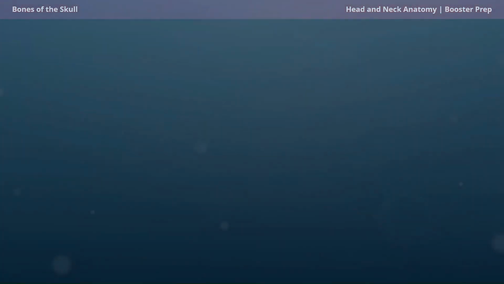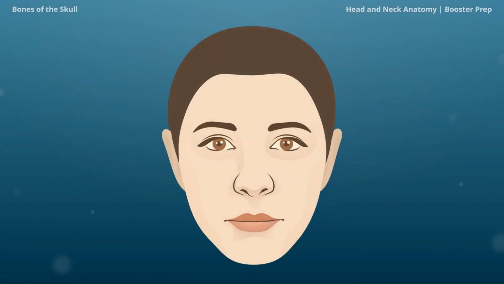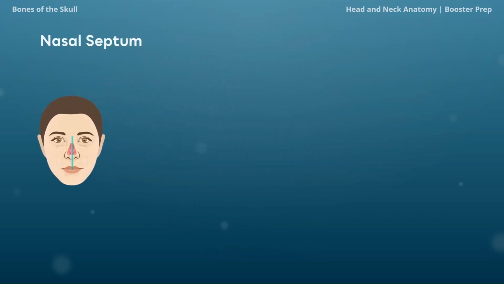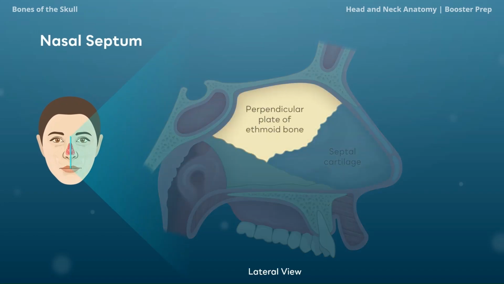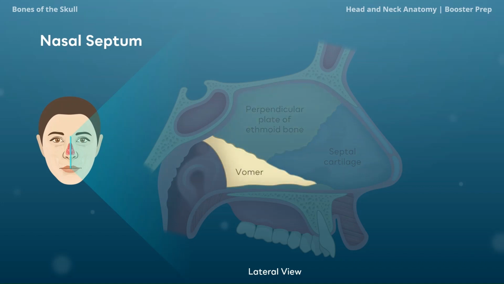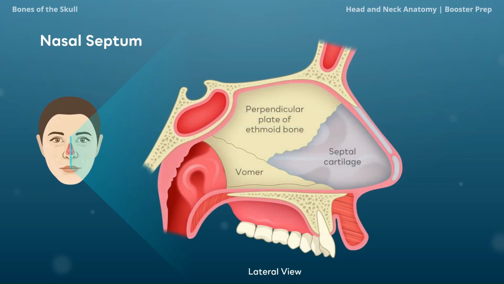Next, we have the nasal septum, which serves as a barrier between the left and right nasal passageways. So the nasal septum is made up of many different parts. One of them is the septal cartilage. The next is the perpendicular plate of the ethmoid bone, and the last is the vomer bone. So these are the bones of the nasal septum.